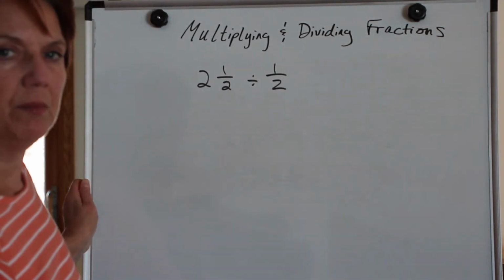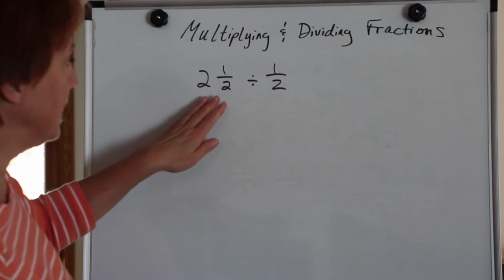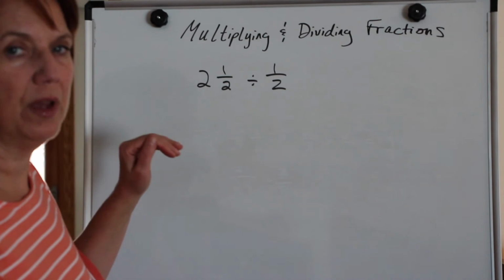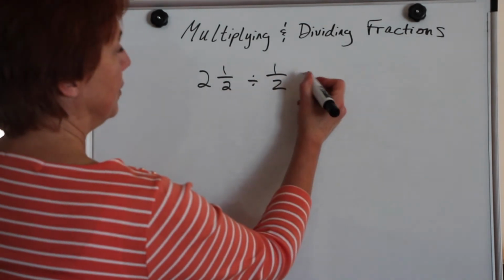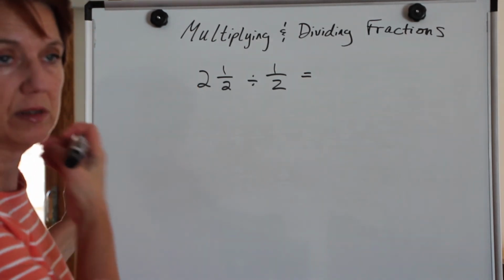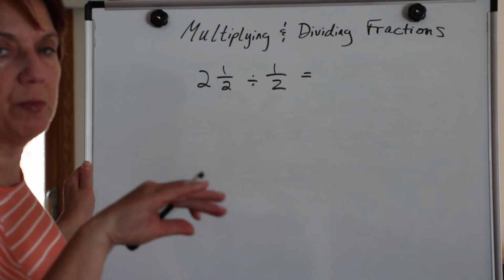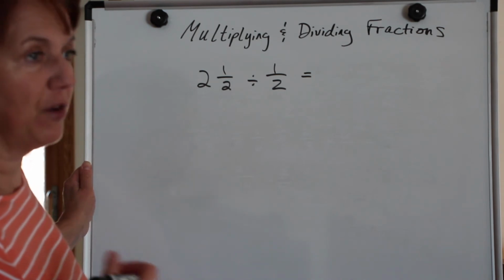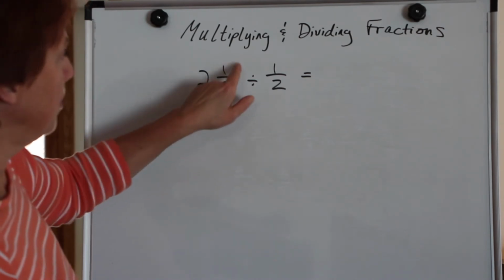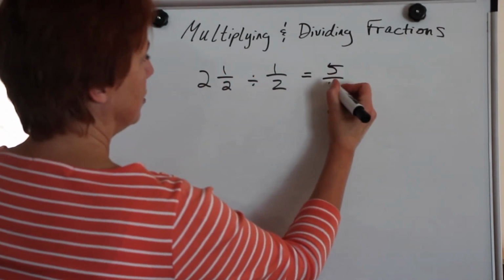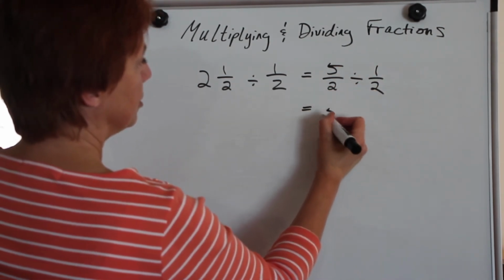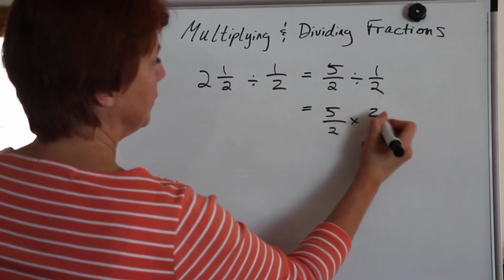So just as with multiplying fractions, when you have mixed numbers and division of fractions, you cannot do that with mixed numbers. It has to be first converted into an improper fraction. So an improper fraction, in case the wording is unfamiliar, the top number is bigger than the bottom number. That's what it means. It's a fraction that essentially is greater than 1, okay? So 2 times 2 is 4, plus 1 is 5. So we've got 5 over 2 divided by 1 over 2, which is 5 over 2 times 2 over 1.